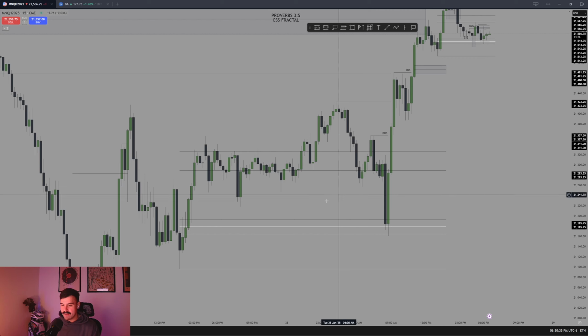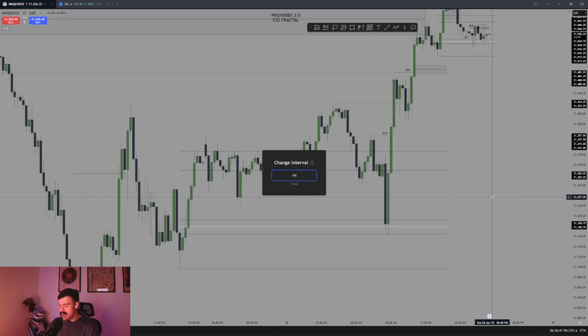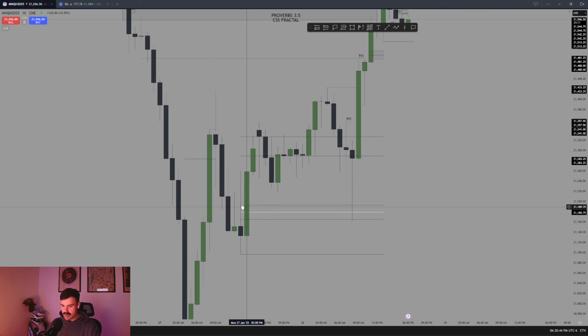What key things do we have here, right? We have a 15-minute CSS down here that's still unmitigated. We have not tapped back into it, right? I even believe if we go up to the hourly chart, we do have an hourly CSS as well. We have a close below here, a close above, okay?